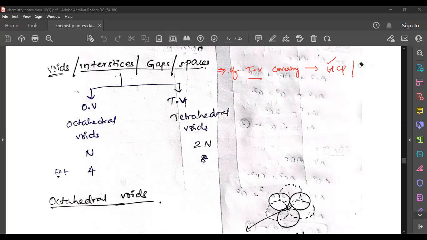Okay. And the type of arrangement is what? AB type of arrangement. Okay. If octahedral voids are covering in the given sphere, it is called as a CCP type of arrangement. And what is the type of structure? ABC type of structure.